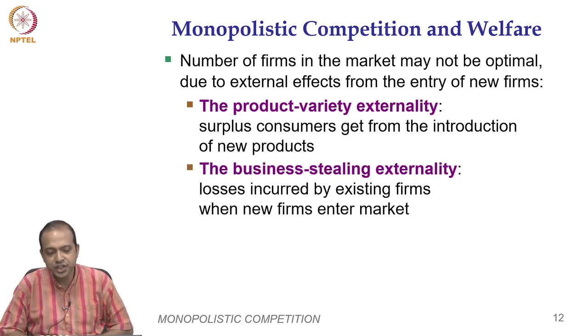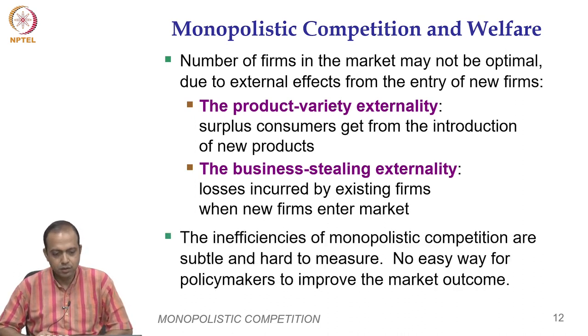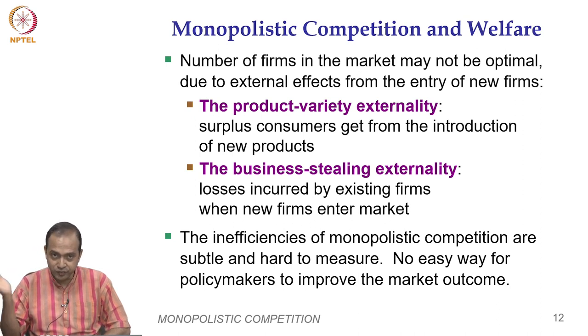But then there is business stealing externality. Okay. What is the business stealing externality? Business stealing externality is when the existing firms incur losses because of the new entrants in the market. So, the inefficiencies of monopolistic competition are subtle and very hard to measure, and there is no easy way for policymakers to improve, because policymakers cannot impose regulation to reduce the price further, because they are already earning zero economic profit. Okay. So, inefficiency, which was very easy to measure in the context of monopoly, and very easy to regulate also with antitrust laws, is difficult in case of monopolistic competition.